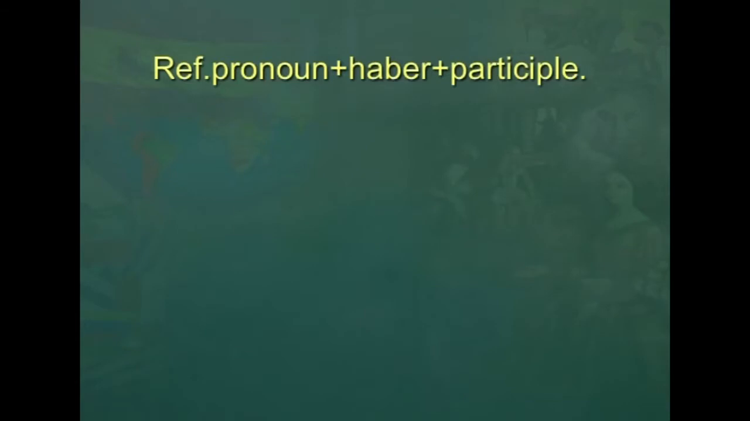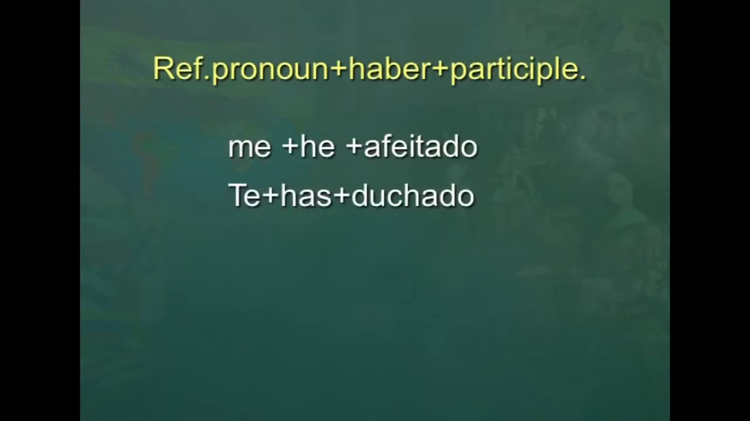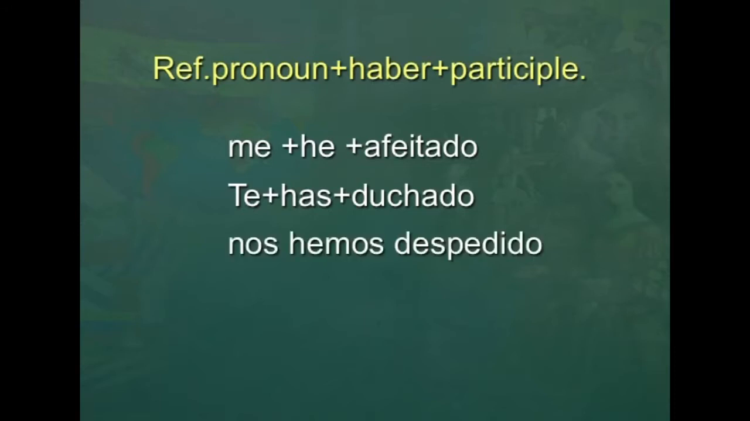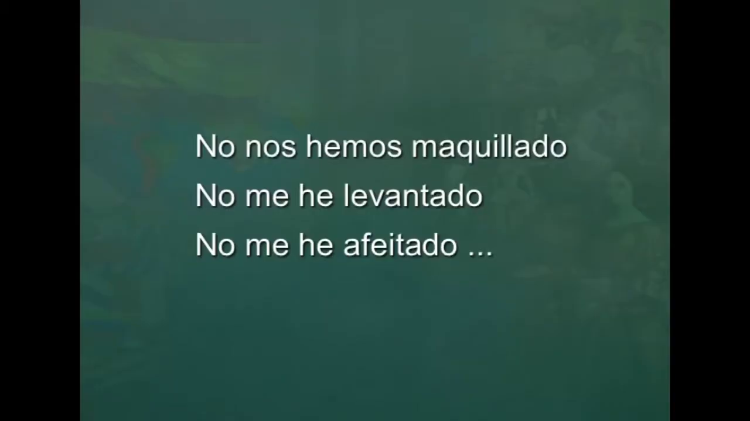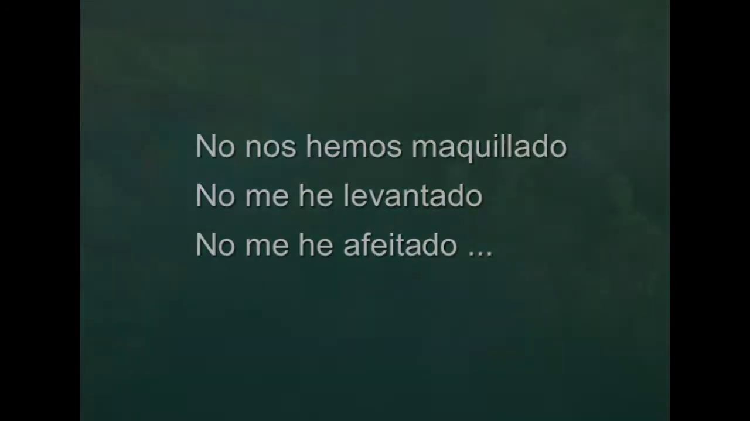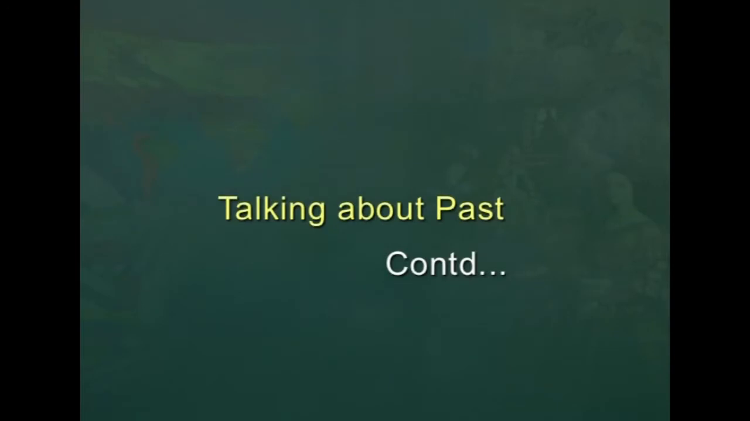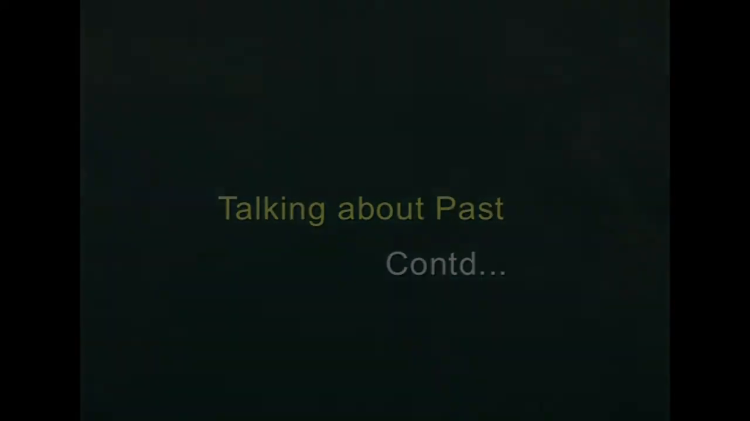For the reflexive verbs, the haber auxiliary comes between the reflexive pronoun and the participle. That is, the structure is reflexive pronoun plus haber verb plus the participle, like me he afeitado, te has duchado, nos hemos despedido, which are in affirmation. In negation, no comes before the entire structure, like no nos hemos maquillado, no me he levantado or no me he afeitado, etc. You can practice these from the exercises that are given.